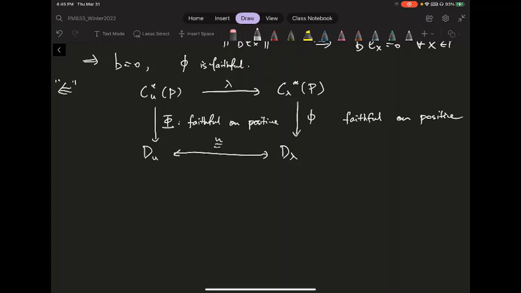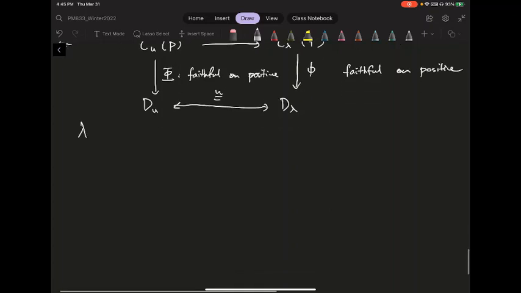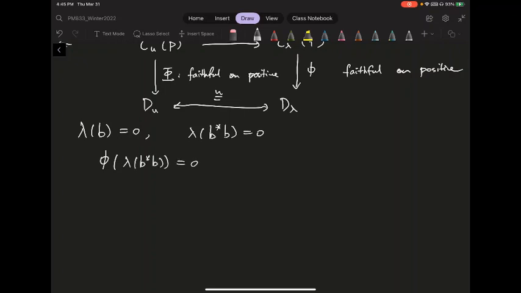Okay, so in other words, if your lambda of some, say, b is equal to 0, then of course your lambda of b star b is also equal to 0. And you feed it into the phi. So you feed into this phi of lambda of b star b. Okay, that's just equal to 0. But this phi you can essentially treat as the big phi of b star b.